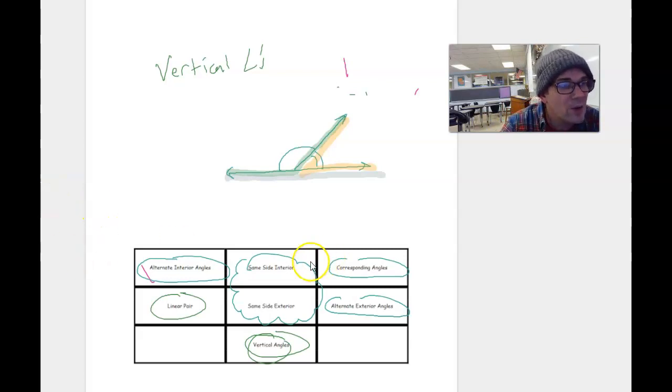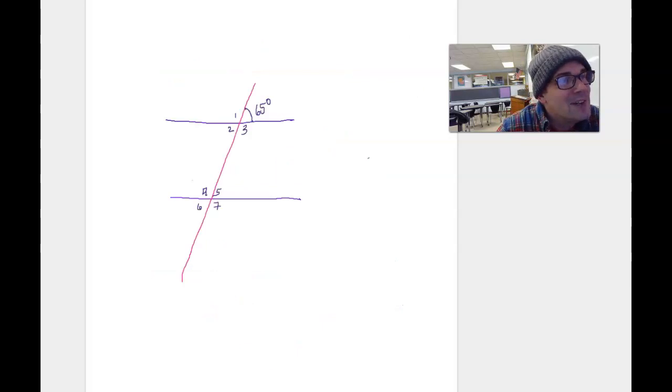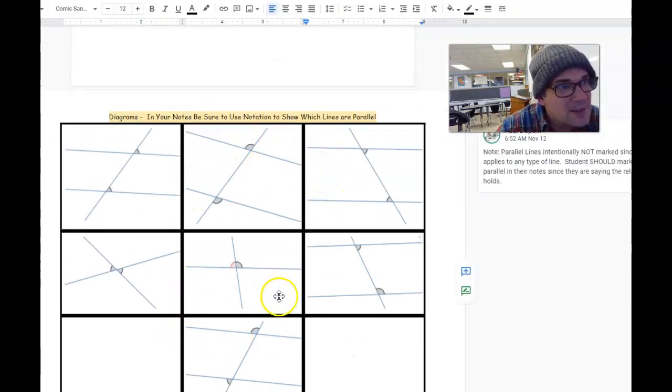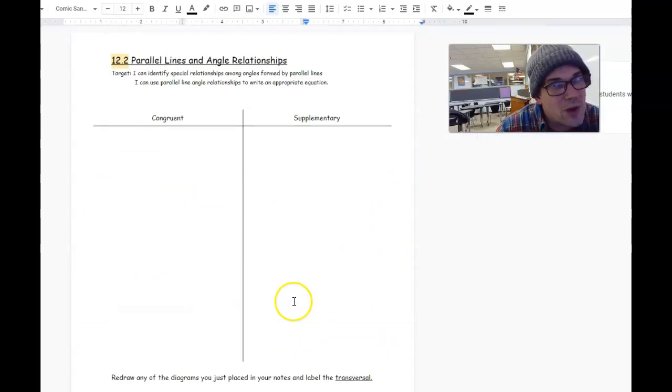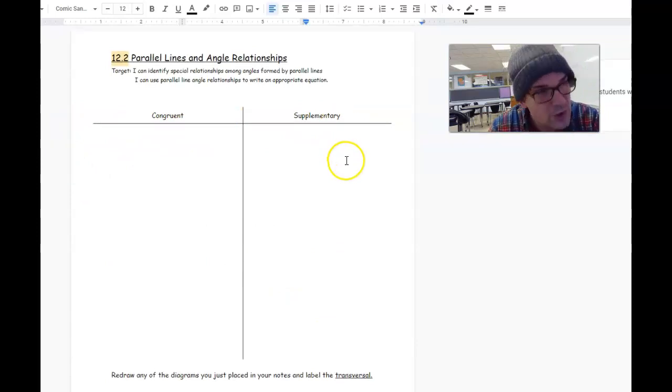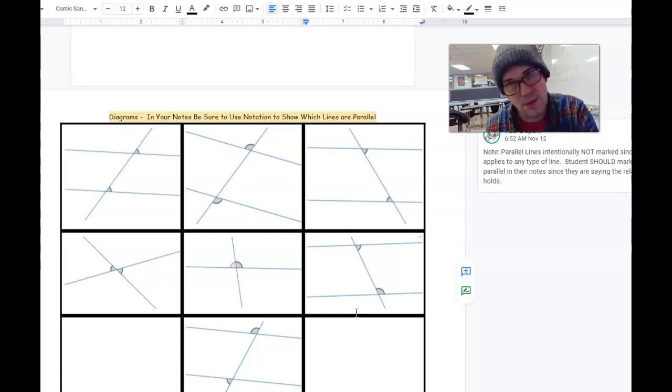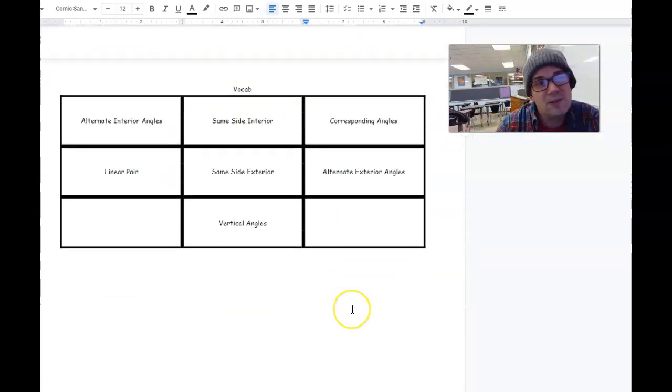So I don't know if you really made it all the way to the end of this 13-minute video, but having done that, you should be able to look at these notes and put these in their correct place on this T-chart. So draw a T-chart. One side says congruent, one side says supplementary. Draw in these pictures with these markings. If you think that the angles have the same measure, put them on the congruent side. If you think that they add up to 180, put them on the supplementary side. And then do your best to use this word bank to label those pictures correctly before you look at the key.